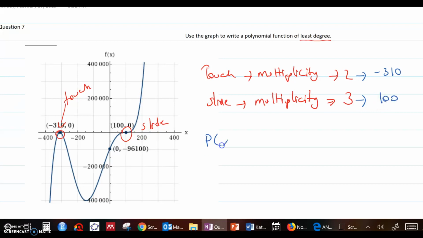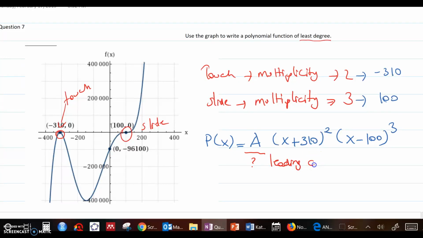So we do have a polynomial with a coefficient a that we don't know. We will figure it out, because the root is negative 310 with multiplicity 2, and the other one is plus 100 with multiplicity of cube. Now, our job is to figure out this a, the leading coefficient.